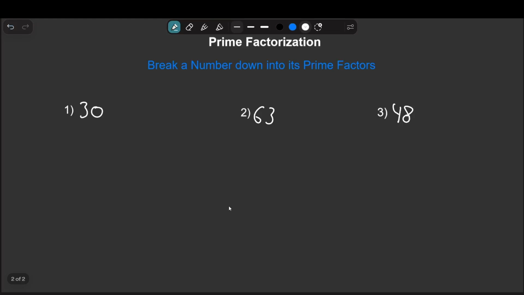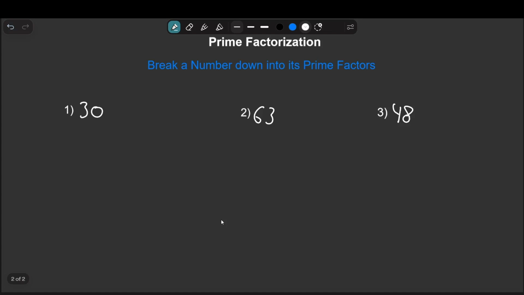Hello guys, in this video I'm going to cover what prime factorization is and we will go through a few examples. Now, when it comes to the prime factorization of a number, we break the number down into its prime factors. These are the prime numbers that multiply to equal the original number. So, we are decomposing a number or breaking a number down to only the prime numbers.